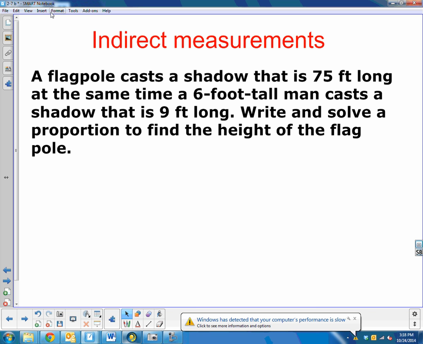So you'll often see these types of problems on standardized tests, on MCAs, on ACTs, on SATs, all those alphabet soup tests. You'll find a question very similar to this. They like flagpoles. They like buildings and trees and stuff. So a flagpole casts a shadow that is 75 feet.